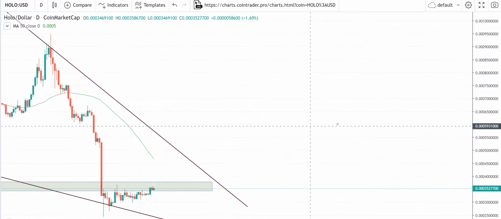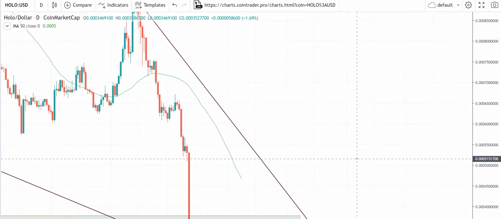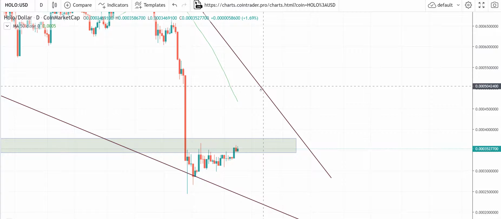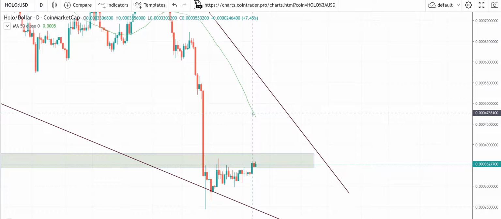And we want to see a move above this zone in order to confirm further upwards movements, which could potentially lead us out of this rising wedge. This falling wedge, which would be a very bullish sign. I also want to see us move above the 50 moving average. In my most recent video, I talk about why this indicator is so important.